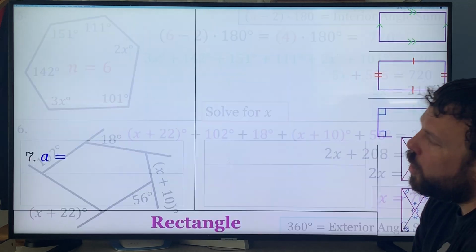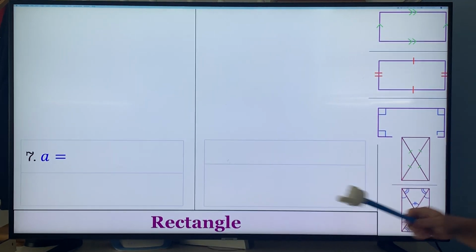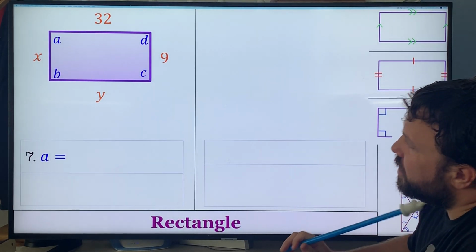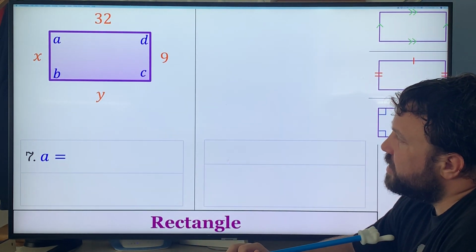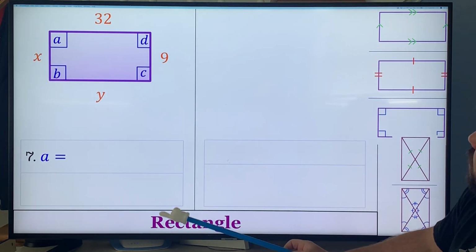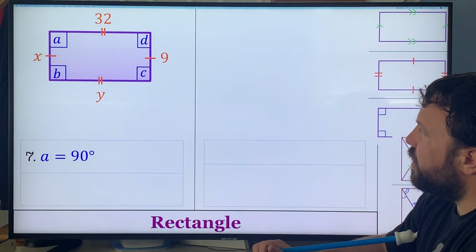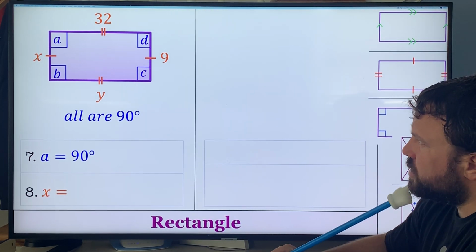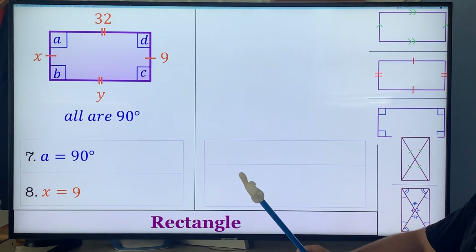Good. Number 7, these things deal with rectangles. Here's some rectangle rules for you. We know that rectangles right here, all the angles inside a rectangle are 90, and opposite sides are congruent. So, in this case right here, A is equal to B, C, and D. They are all 90. All right. Now, next part, they're all 90. Now, what would X be? X would be 9. What would Y be? Y would be 32. All right.